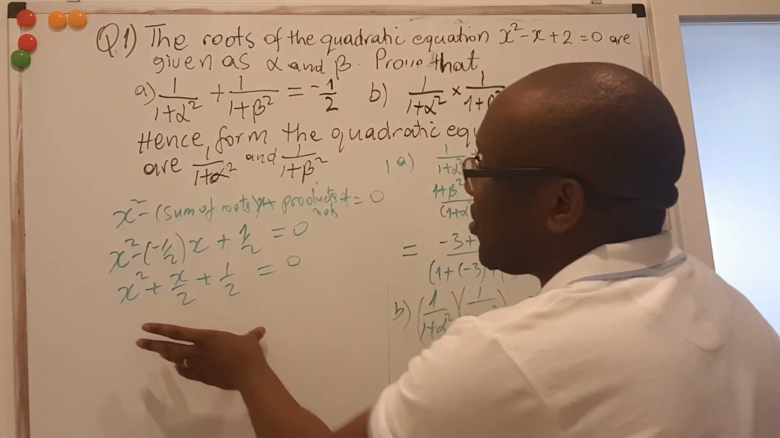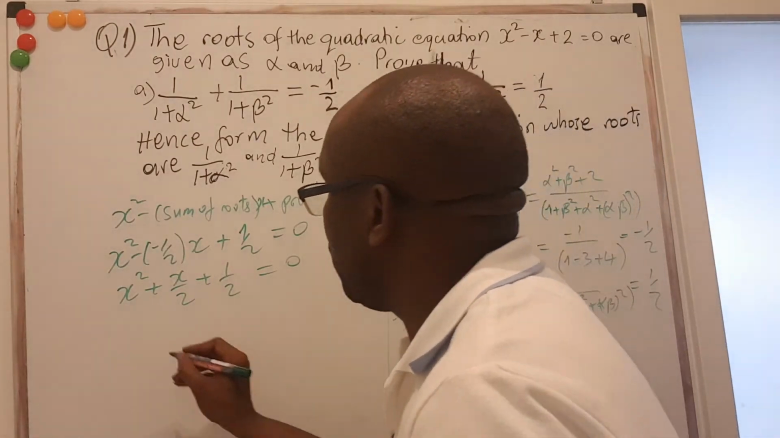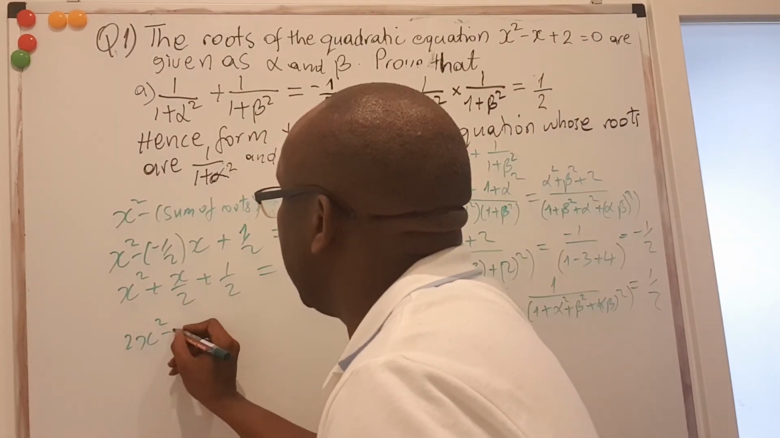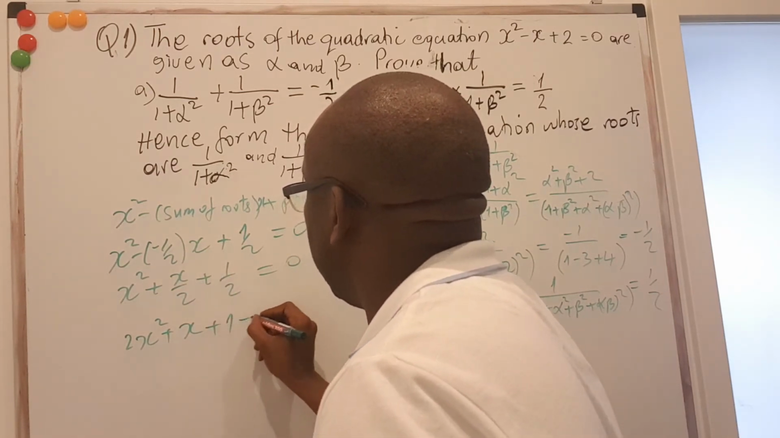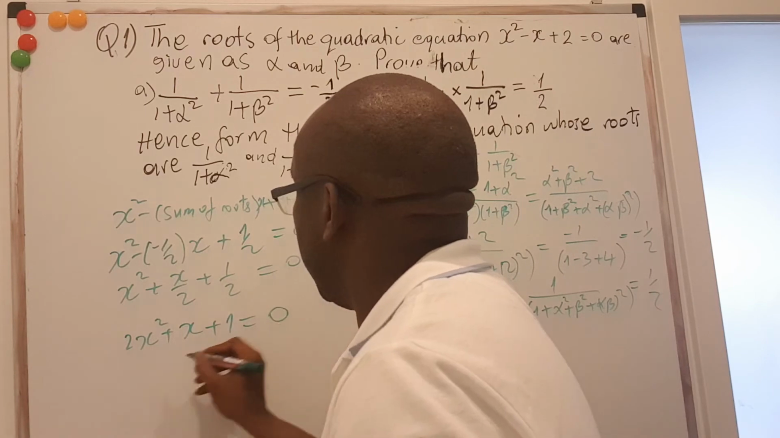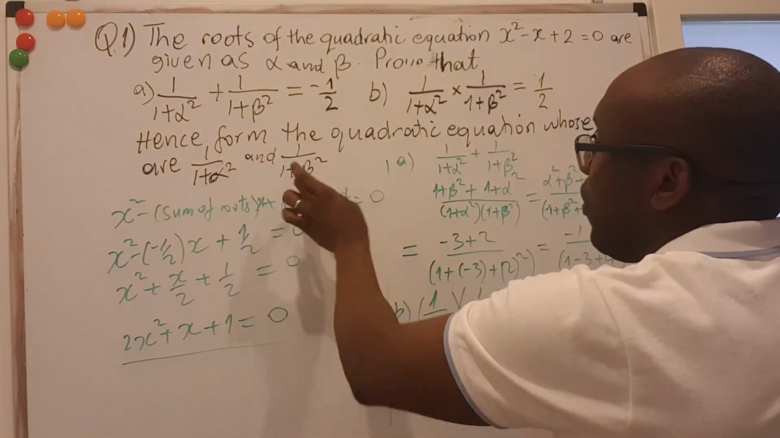We're in the salon, so this doesn't look beautiful. Before you go out of the salon, it should look nice. So we can multiply all through by 2, and I will get 2x squared plus x, the 2 multiply cancels this, plus 1, the 2 multiply cancels this, equal to 0. So that is the quadratic equation with roots 1 over 1 plus alpha squared and 1 over 1 plus beta squared.